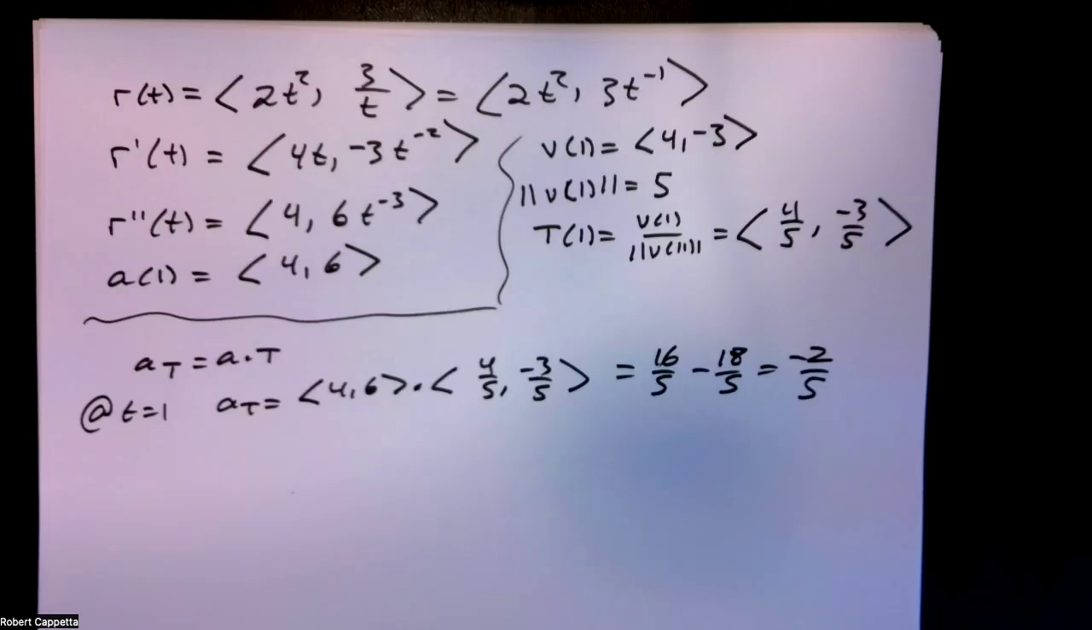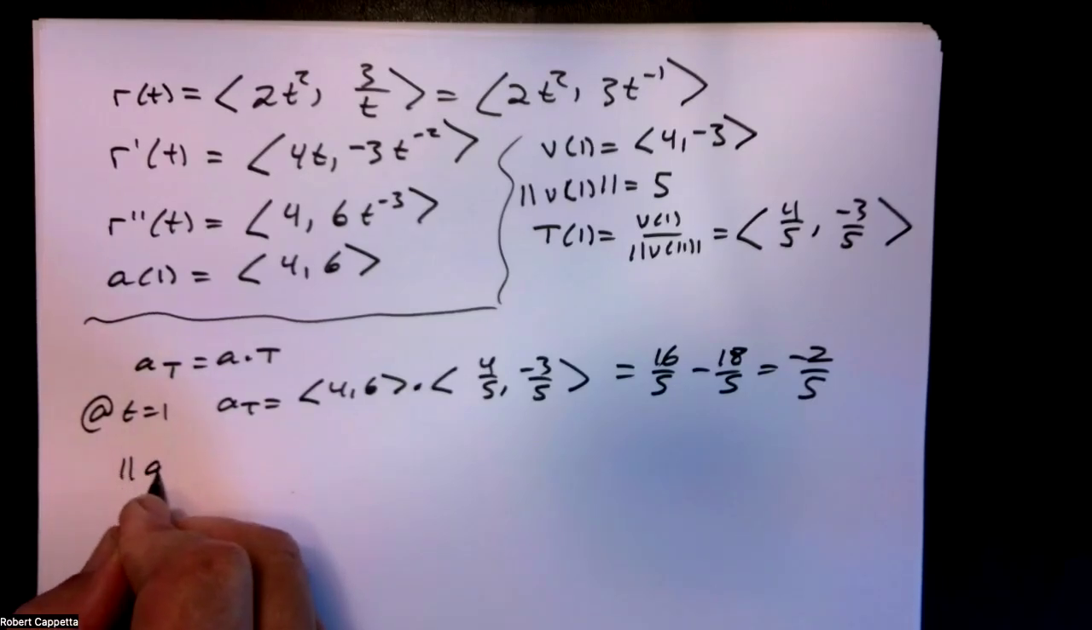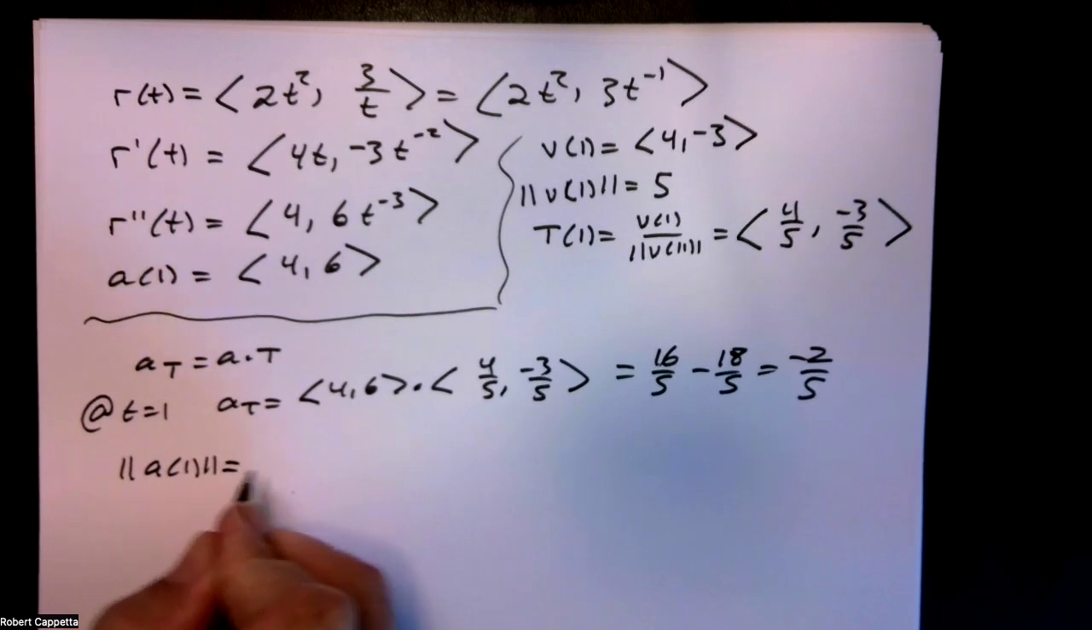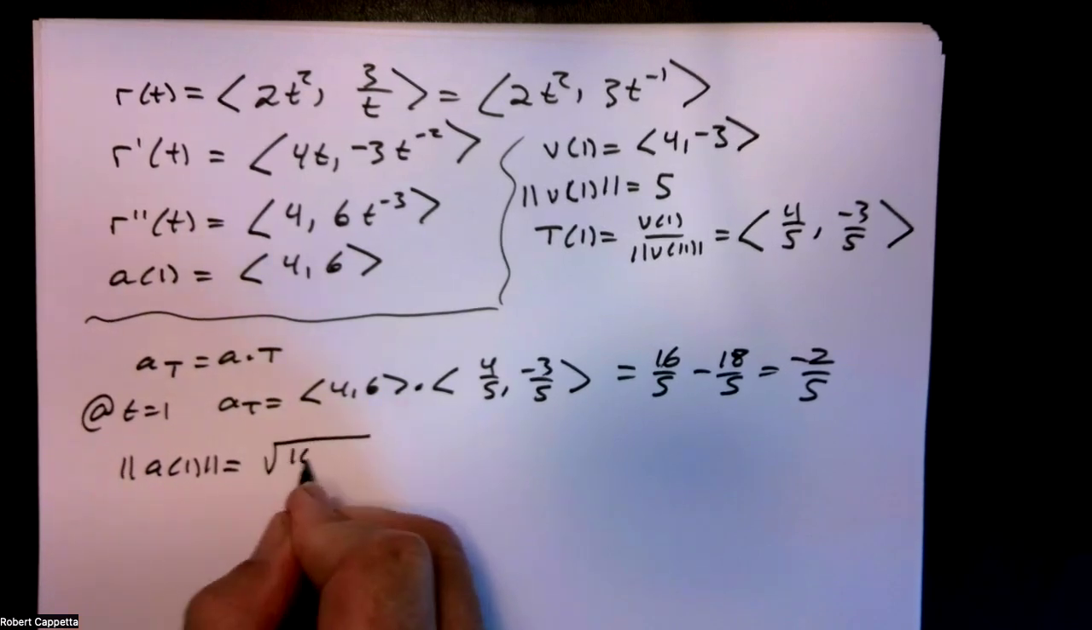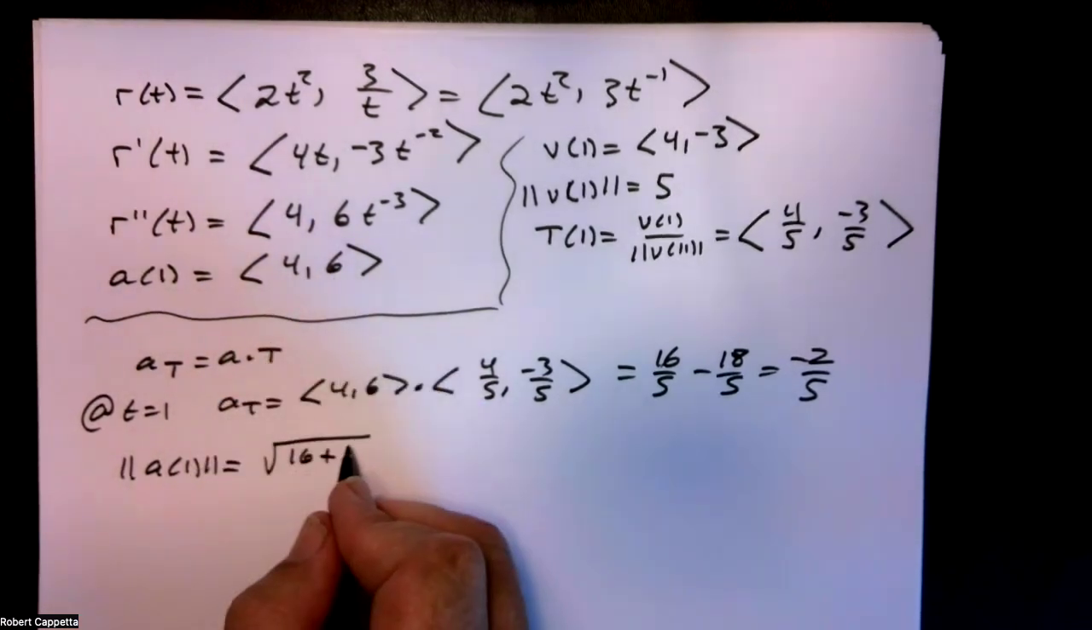That's good. Now, how about the magnitude of a? It's the square root of 16, 4 squared, plus 36, 52.